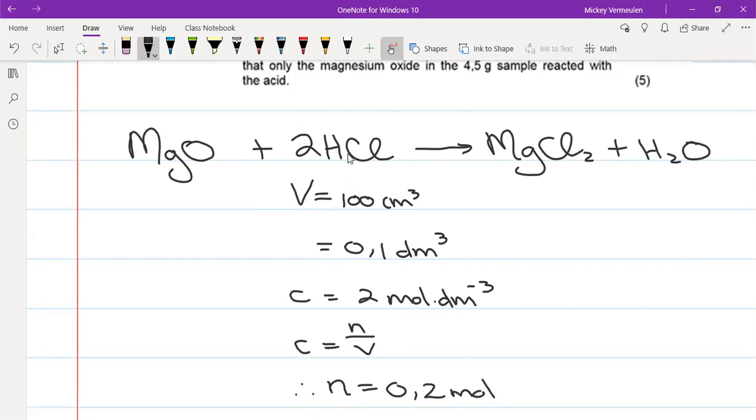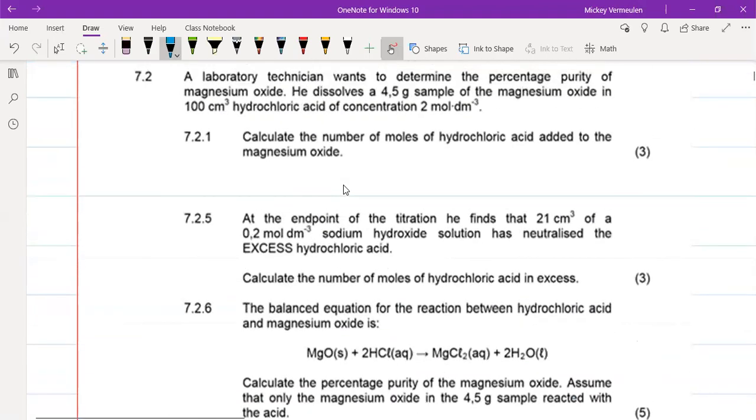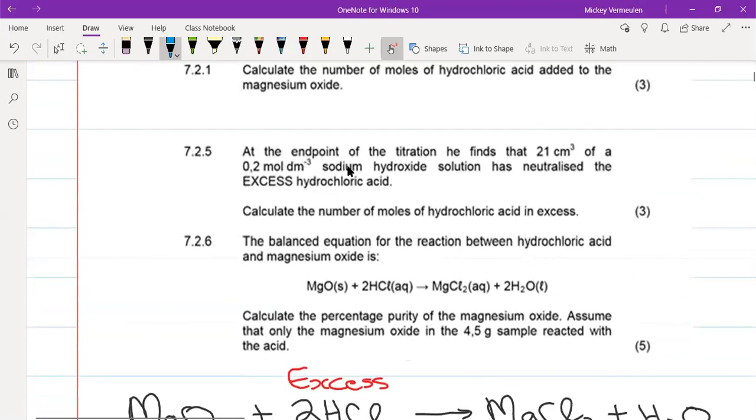Right. Now, guys, please remember that the hydrochloric acid is in excess. So the second reaction that we are going to deal with is where the hydrochloric acid that is left over after this reaction takes place is going to react. And that is where they get to in question 7.2.5.